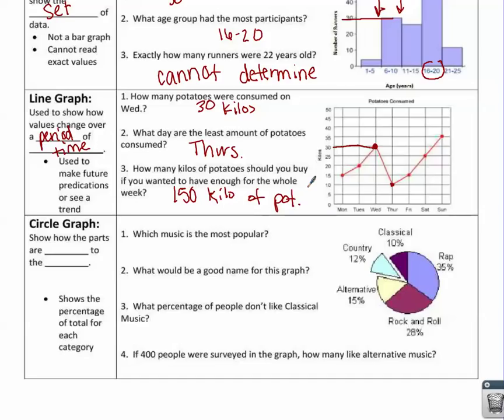Now looking at circle graphs. Circle graphs show how the parts are related to the whole. Very similar to a ratio in that manner, where it's going to be part to whole. It shows the percentage of total for each category. So it's not going to show the amount, it'll show the percentage. So that's something you'll have to learn how to convert. So which music is the most popular? You want to look at the largest portion of the circle graph, which is going to be rap at 35%.